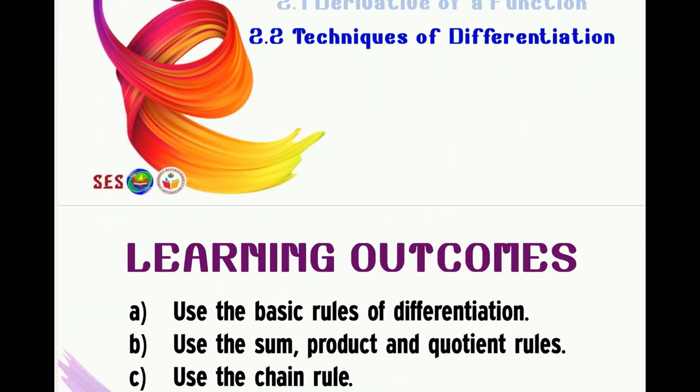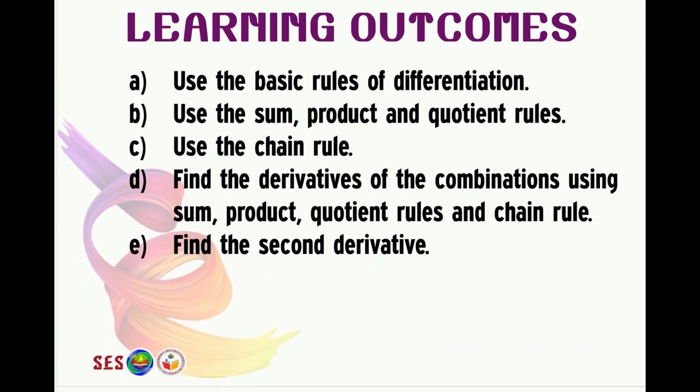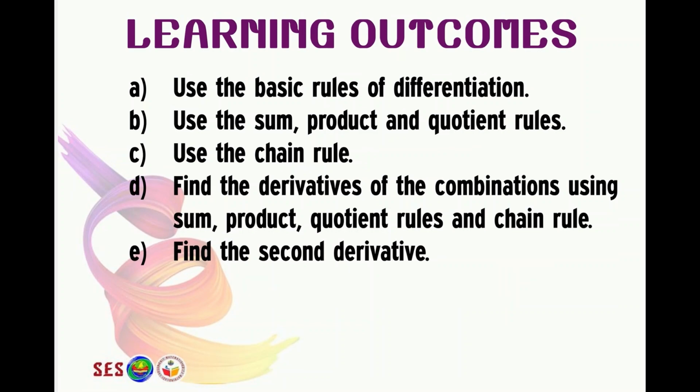All right, so at the end of this subtopic 2.2, you should be able to use the basic rules of differentiation. So use the sum, product, and quotient rules. Use the chain rule. So find the derivative of the combinations using sum, product, quotient rules, and chain rule. And last but not least, find the second derivative.